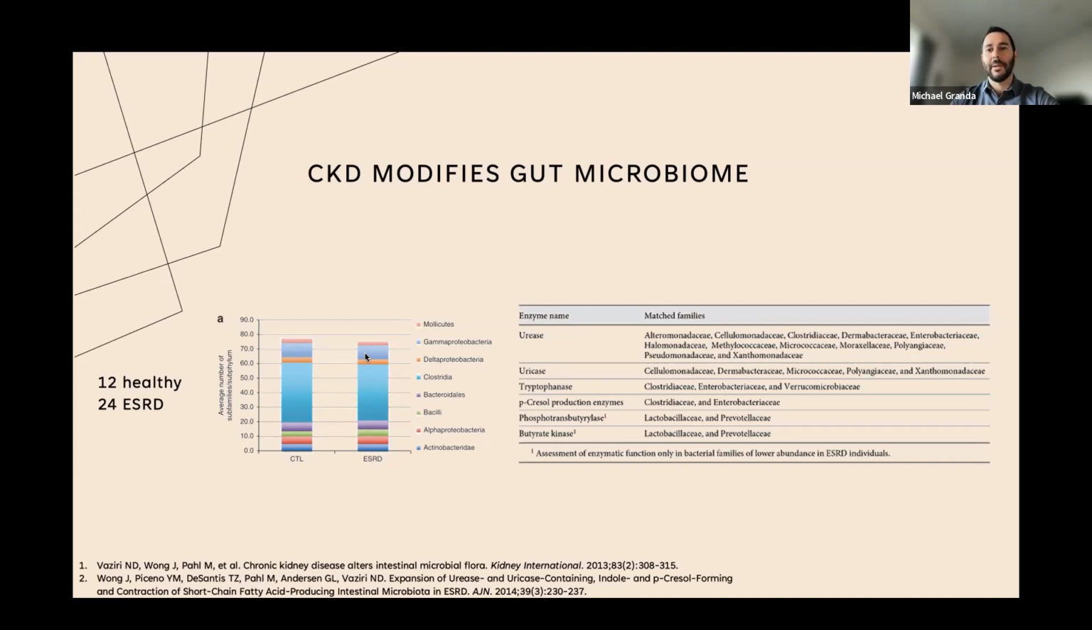In a separate paper, the same group matched the expanded bacterial populations to their enzymatic properties, and found that many of the bacteria in higher abundance in ESRD patients were those that could specifically break down the higher levels of urea and uric acid, and they also showed a higher preponderance of enzymes that generate uremic toxins.